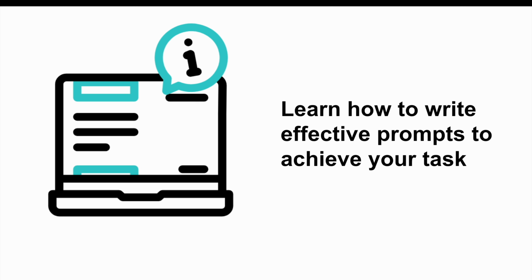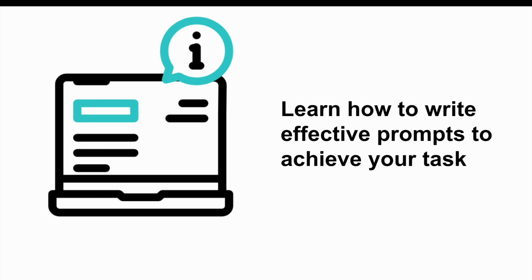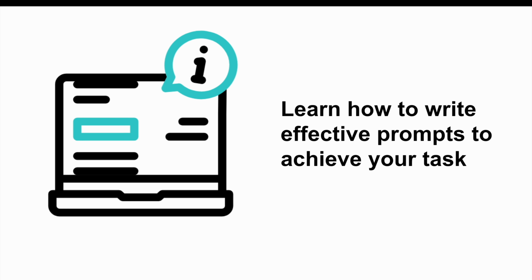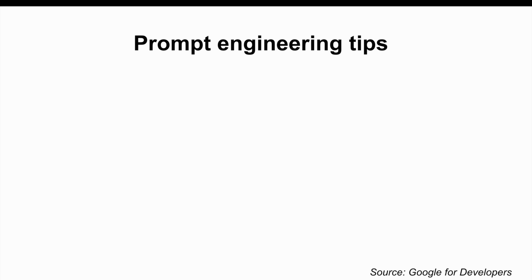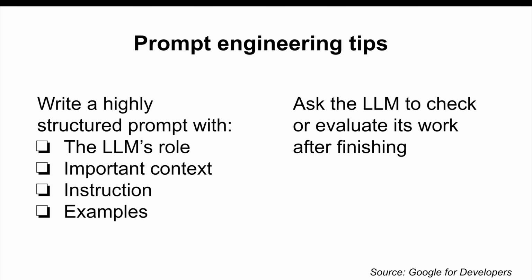Second, Gen AI literacy includes understanding how to write effective prompts for your desired task. Poorly written prompts do not provide the programs with adequate information to yield helpful outputs. Google suggests that strong prompt engineering includes writing a highly structured prompt that incorporates the tool's role and important context before giving the instruction. Google also suggests providing examples if possible and constraints to limit the model's output. Finally, good prompt engineering also asks an LLM to check or evaluate its work after finishing.